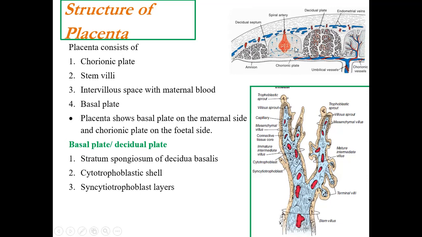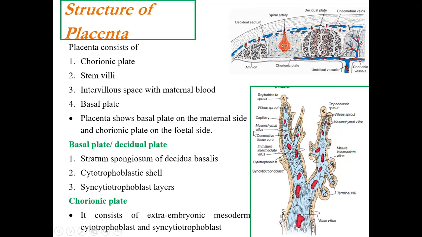Then there will be a syncytiotrophoblastic layer beneath it. Now, what are the components of the chorionic plate? The chorionic plate consists of extra embryonic mesoderm. This one is the chorionic plate, magnified: extra embryonic mesoderm with the cytotrophoblast and syncytiotrophoblast. The outermost is syncytiotrophoblast, then cytotrophoblast, and the core is of extra embryonic mesoderm. So that forms the chorionic plate.